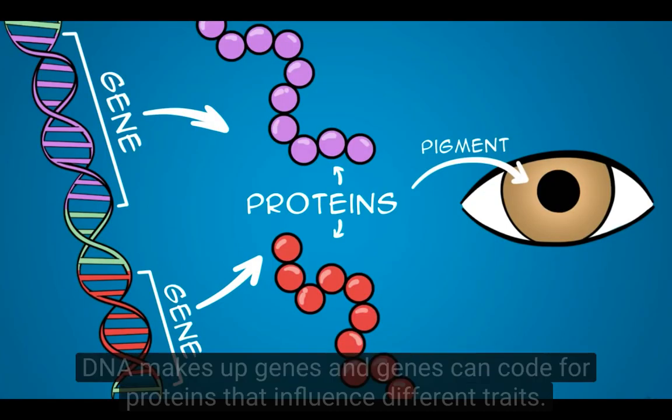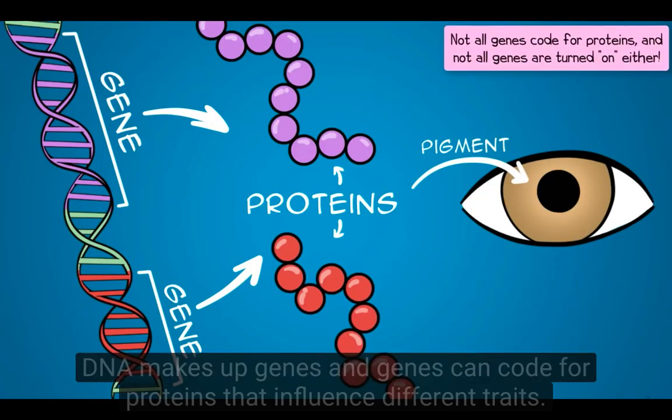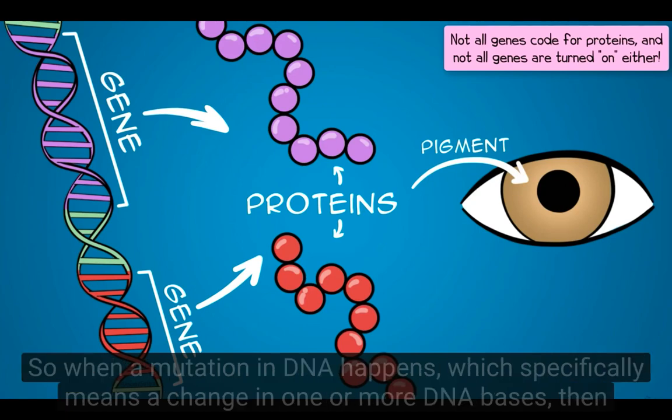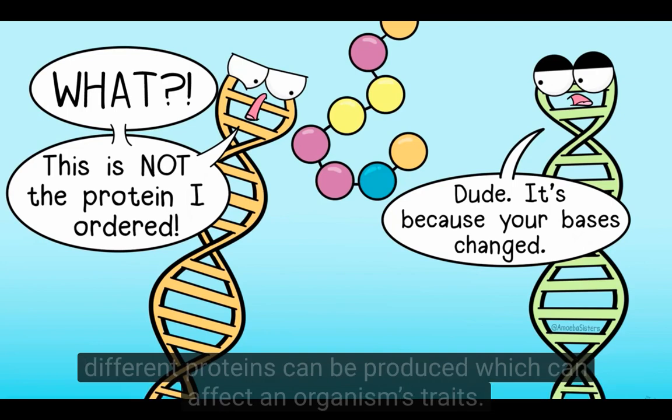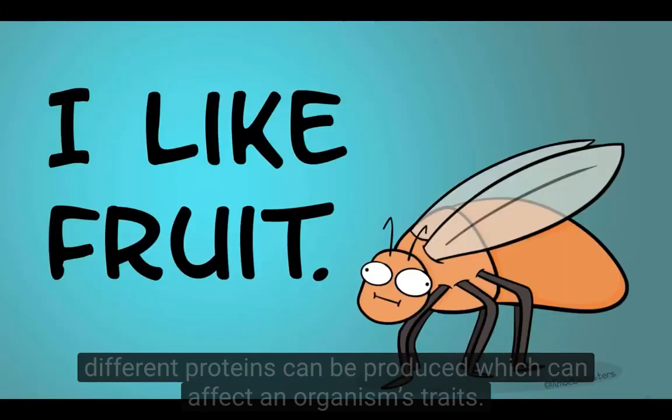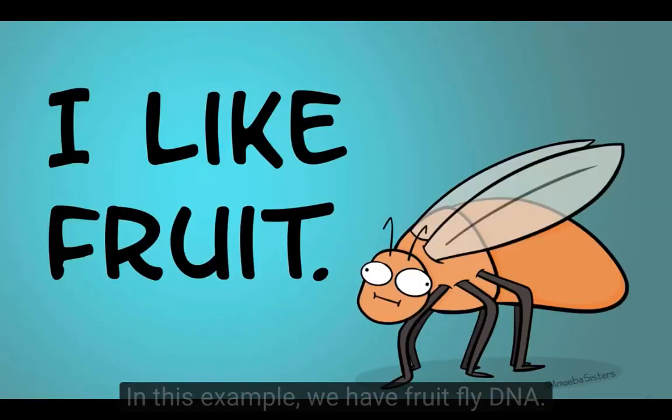DNA makes up genes, and genes can code for proteins that influence different traits. So when a mutation in DNA happens, which specifically means a change in one or more DNA bases, then different proteins can be produced, which can affect an organism's traits. In this example, we have fruit fly DNA.